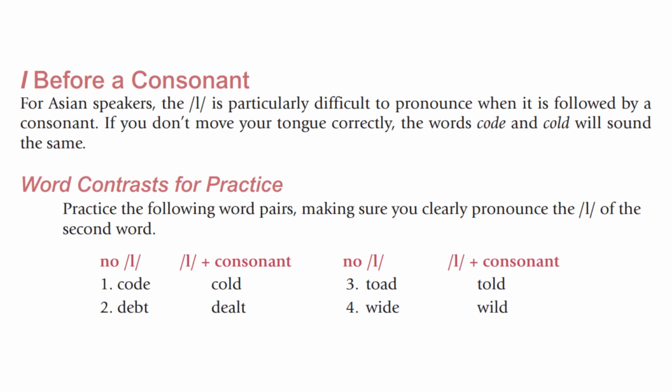L before a consonant. For Asian speakers, the L is particularly difficult to pronounce when it's followed by a consonant. If you don't correctly move your tongue, the words code and cold will sound the same. Practice the following word pairs, making sure that you clearly pronounce the L of the second word. The first word of the pair has no L sound.